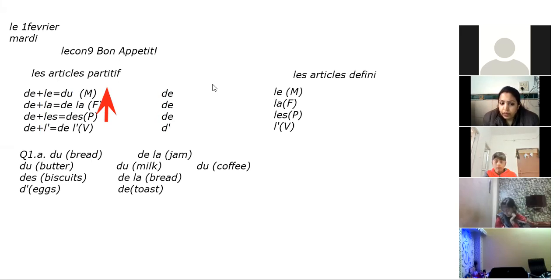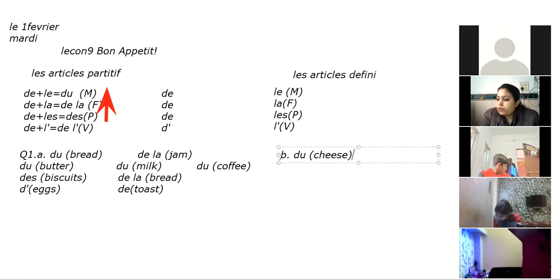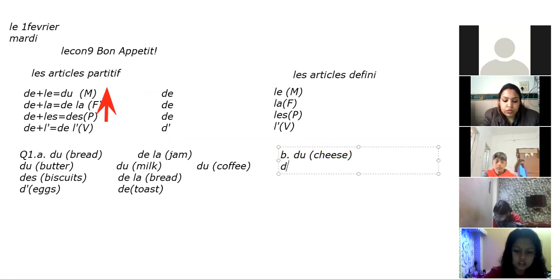Okay everyone, now the B part. Le soir, Helen prend dash fromage. Fromage is cheese and it is masculine. Et elle boit dash juice d'orange. Juice d'orange is orange juice. Again, it is masculine.